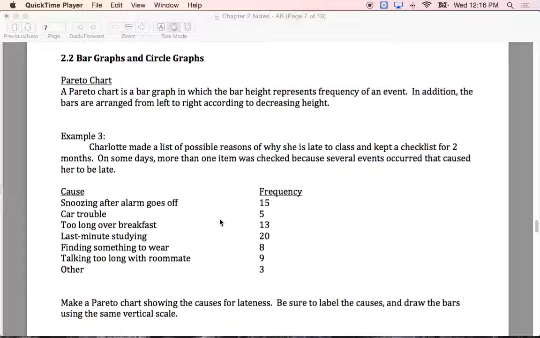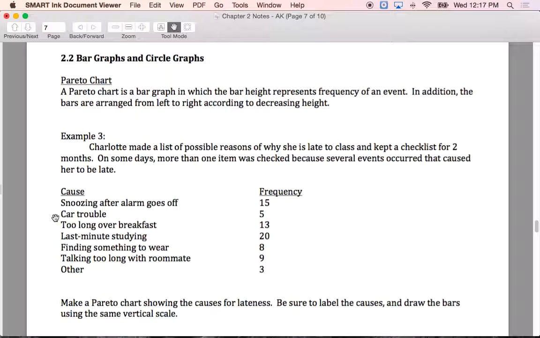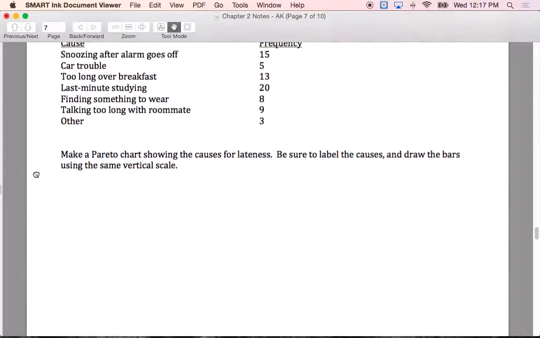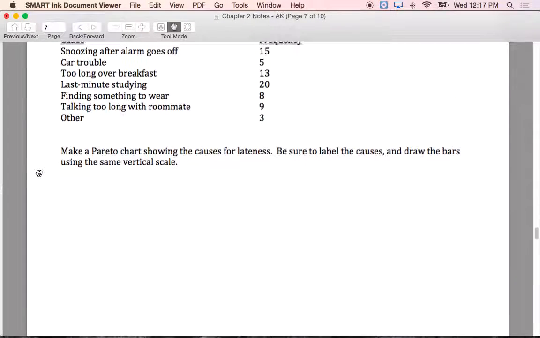For example 3, Charlotte made a list of possible reasons why she is late to class and kept a checklist for 2 months. On some days, more than one item was checked because several events occurred that caused her to be late. So here we have our list. They want us to make a Pareto chart showing the causes for lateness. Be sure to label the causes, draw the bars using the same vertical scale.